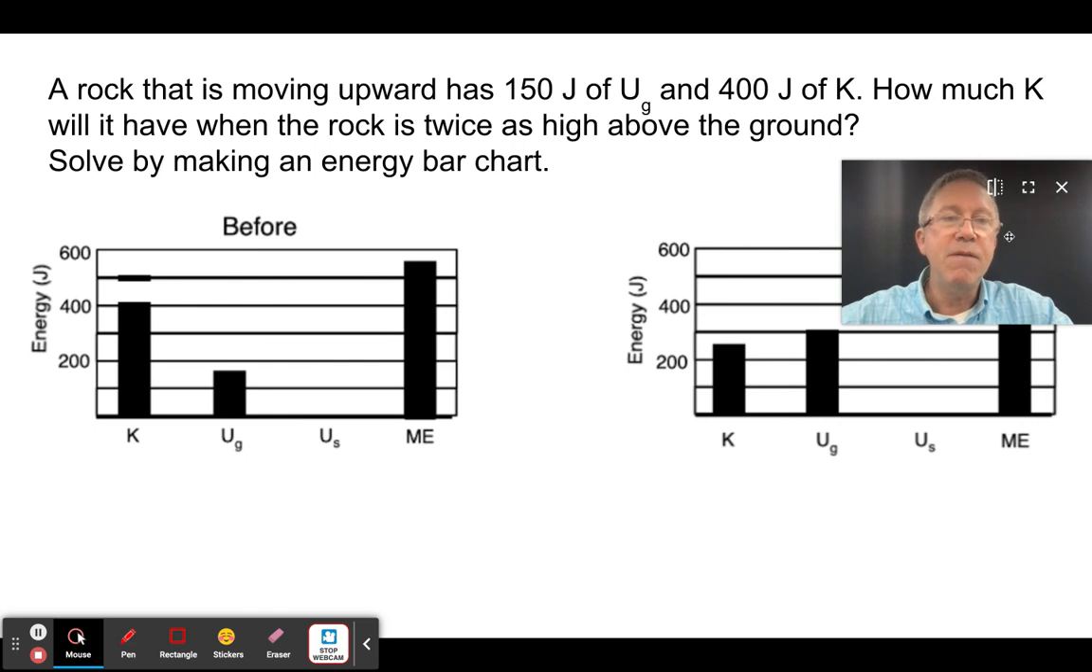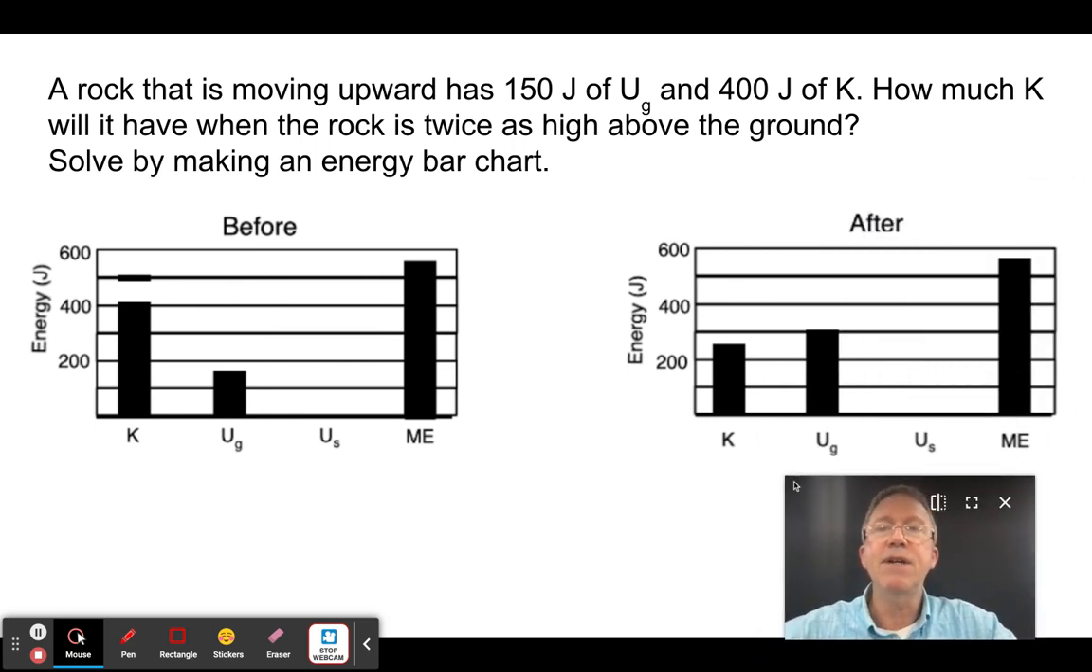Okay. Let me move my face out of the way here. Okay, so here's what we've got now. We've got a rock moving up. It has 150 joules worth of gravitational potential energy. It has 400 joules worth of kinetic energy. Ignore that, it's a little boo-boo here. So therefore, the total mechanical energy to start with is going to be 150 plus 400. That's 550 joules worth of mechanical energy.